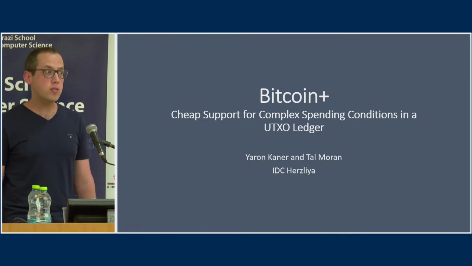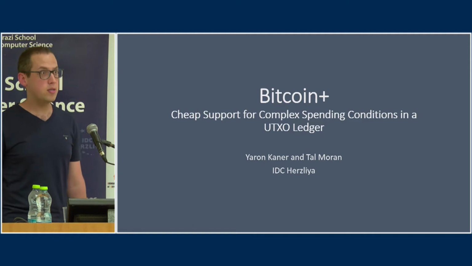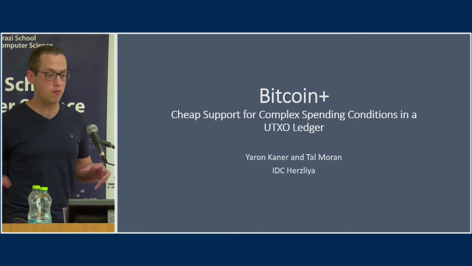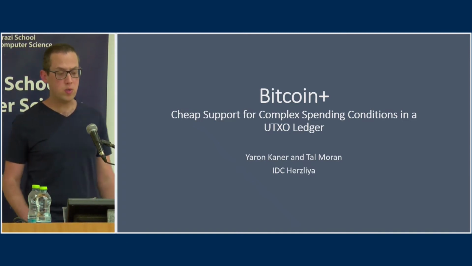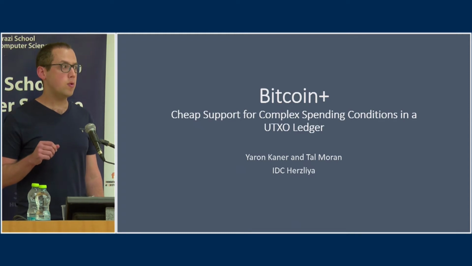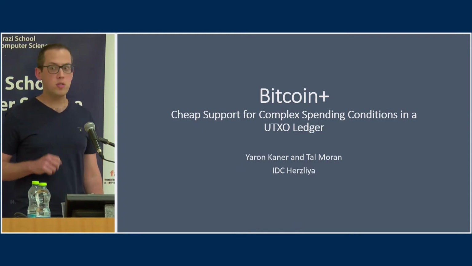UTXO ledger stands for Unspent Transaction Output Ledger, and it refers to a type of ledgers. I'll be talking all about it, but first we'll start with a brief description of some features in Bitcoin.